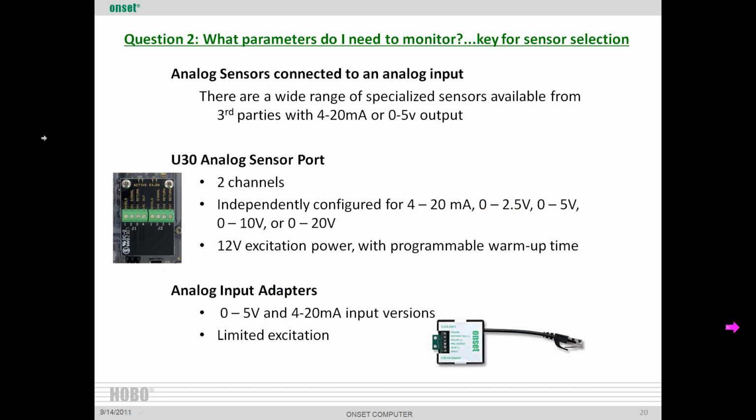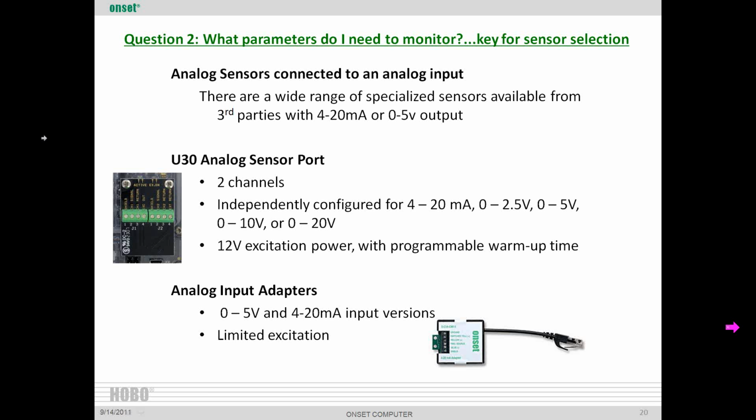If we don't have the smart sensor you need, your next option is to use a third-party sensor with an analog output connected to one of our analog input options. There are basically two options for connecting analog sensors. If you are using one of our U30 stations, then your best option is to order it with the analog sensor port, which has two inputs which can be programmed as either 4 to 20 milliamps or voltage inputs. This port also provides sensor power suitable for most sensors.